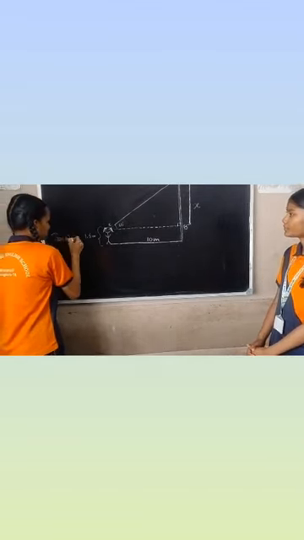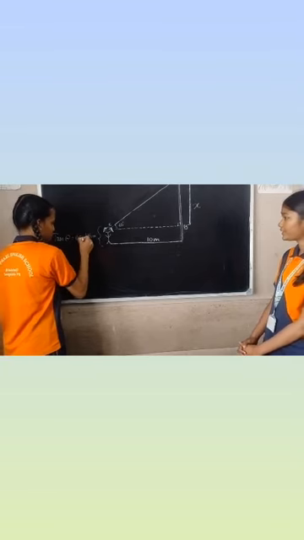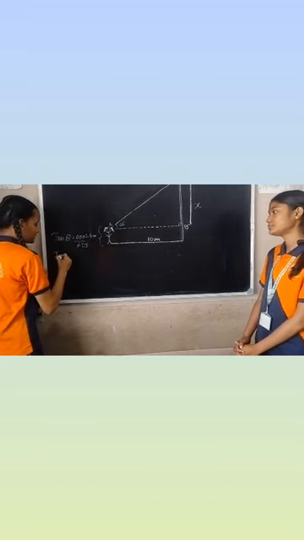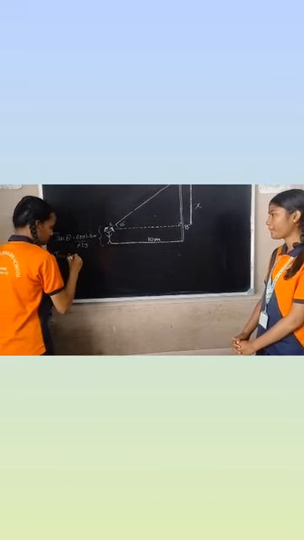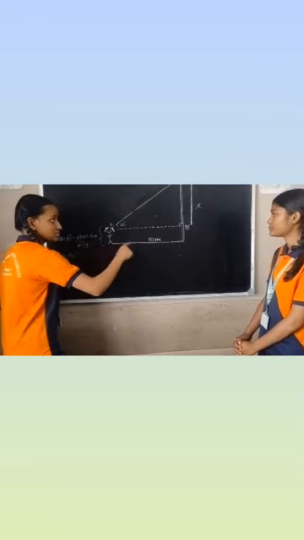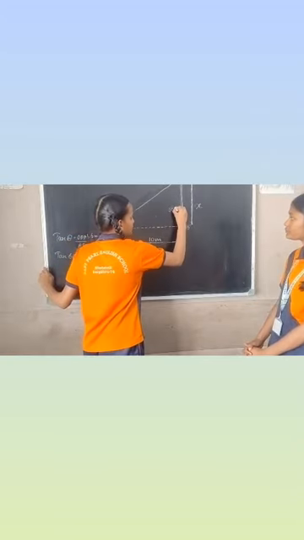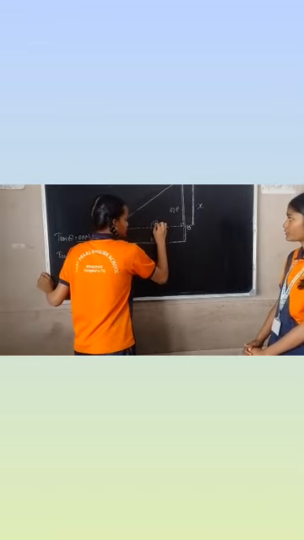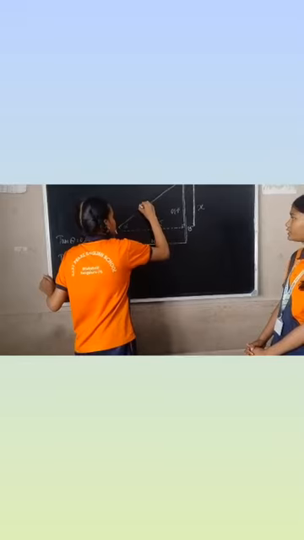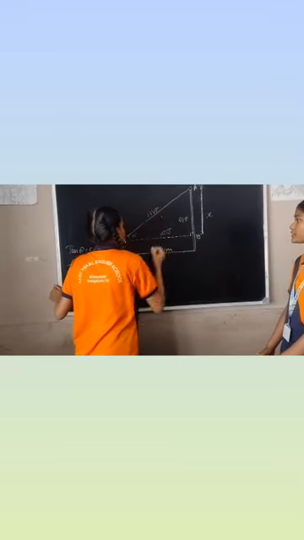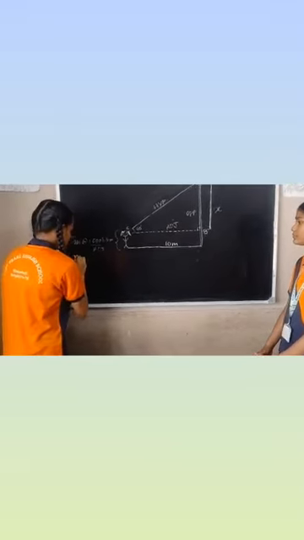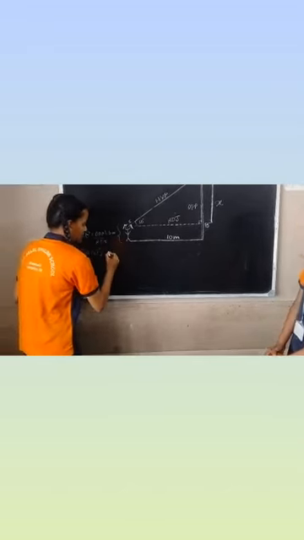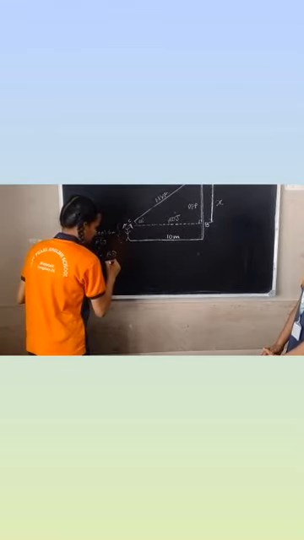Tan theta is equals to opposite by adjacent. The value of theta is 60 degree, and tan 60 degree is equals to opposite is AB, because the angle is formed at C, and CB is adjacent, CA is hypotenuse. So tan 60 is equals to AB by CB.